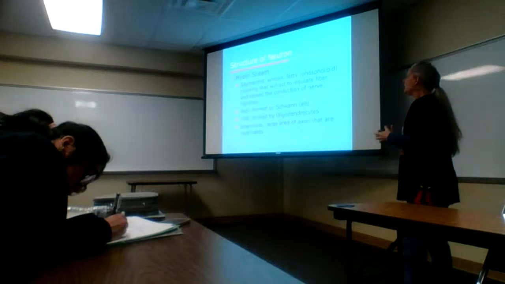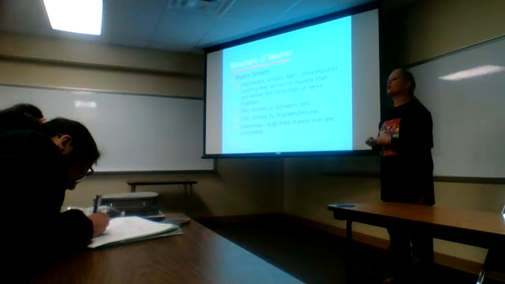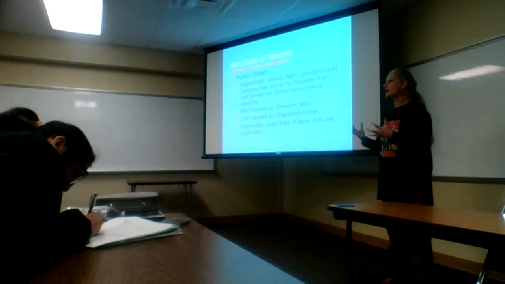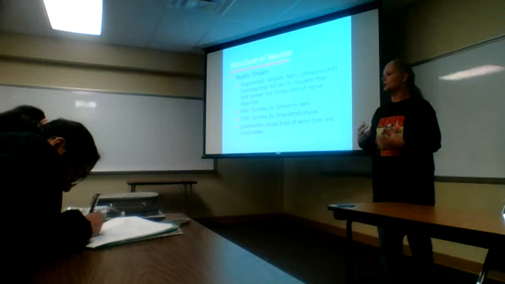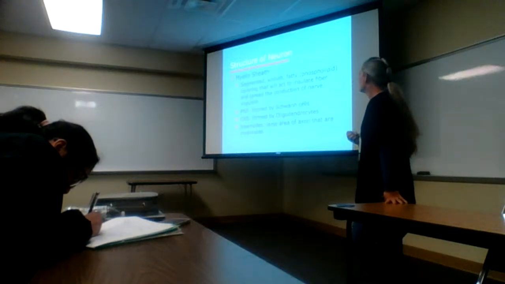The thicker the myelin sheath, the faster the axon can function. It's just like a coat: the bigger the coat, the warmer the coat. So the thicker the myelin sheath, the faster the neuron is going to be, the quicker it can send off neurotransmitters, respond to neurotransmitters, and so on and so forth.